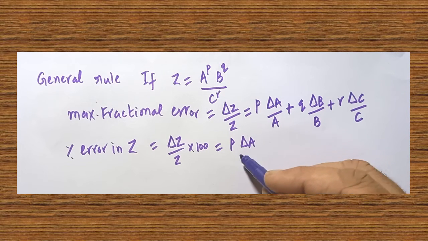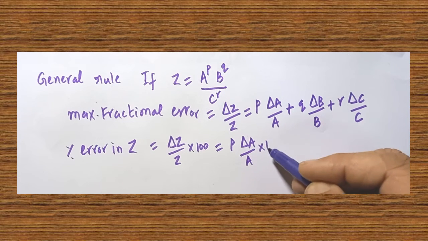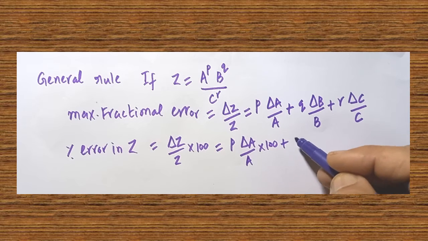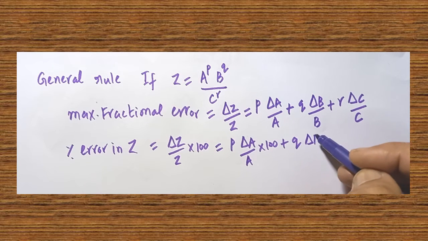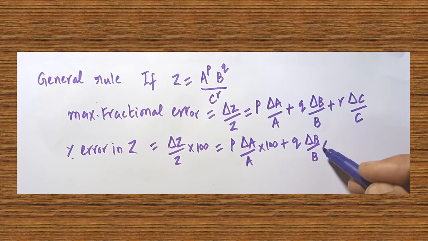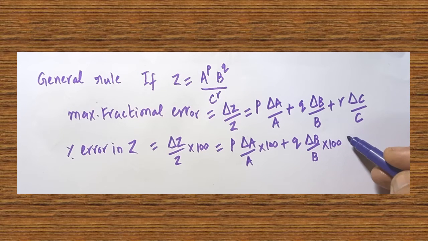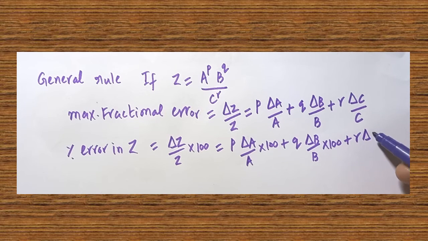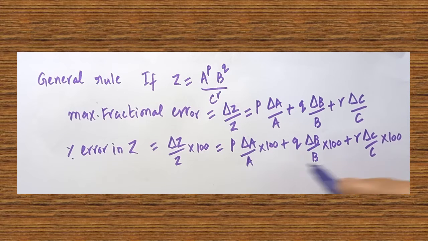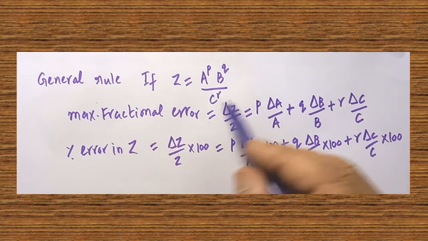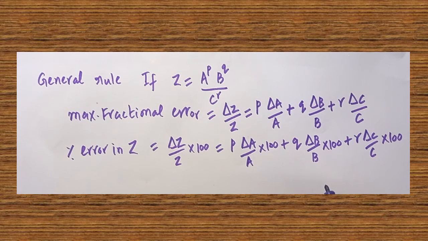So P del A divided by A into 100, plus Q del B divided by B into 100, plus R del C divided by C into 100. So like that you write, you will get the final answer. Understood? On the basis of this, we are going to do one problem now.